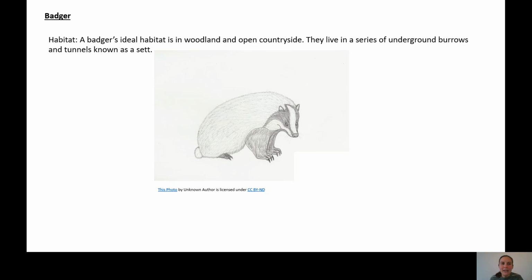So, once you've drawn your picture, you've got your title, I would like you to write a little bit about the habitat. Where does this animal live? Okay, and not just London, because obviously it does live in London if you're looking at animals in your local area, but where is it living in London? Is it in a tree? Is it in your local park? What is that habitat like?